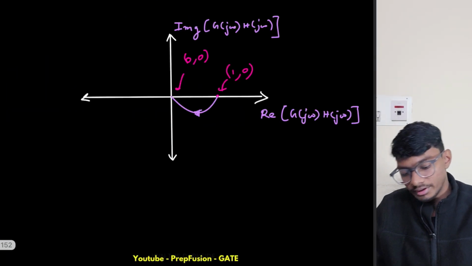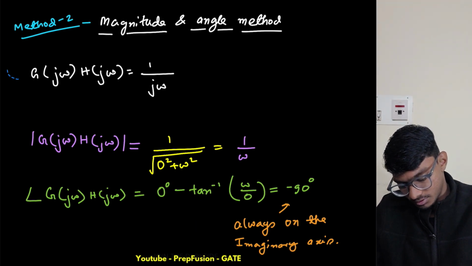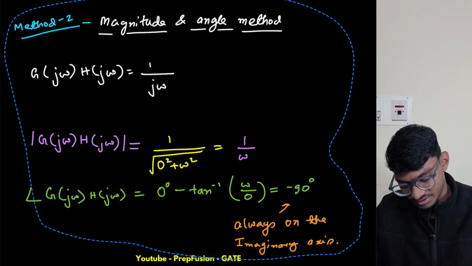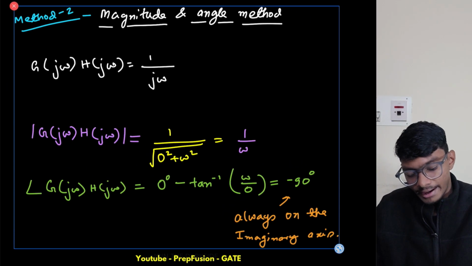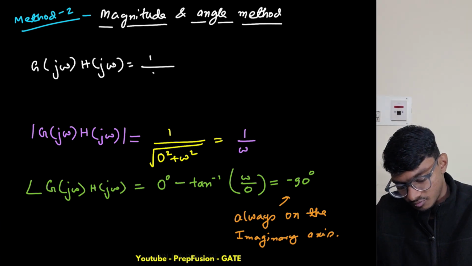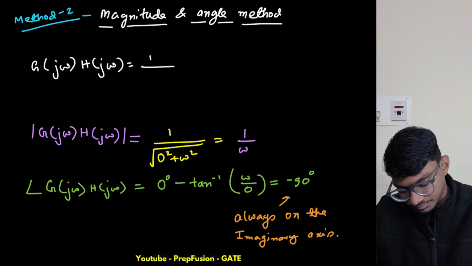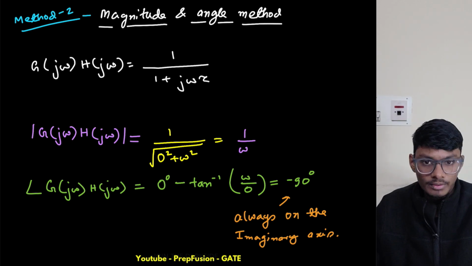Now we'll use method 2. So what is method 2? I'll copy this one again because it will take too much time. Method 2 uses the magnitude and the angle method. Here, what is my g of j omega? It was simply 1 by 1 plus j omega tau.